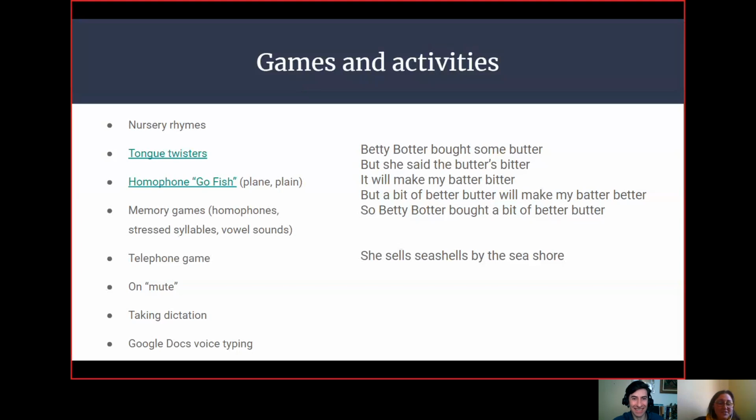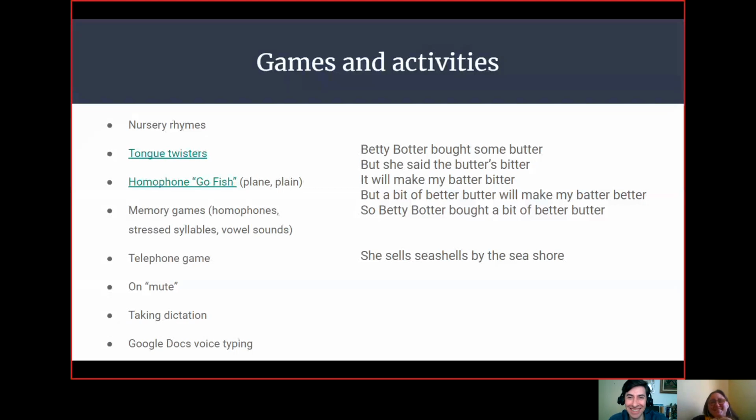So off to the side here, we have just two different tongue twisters. The second one is probably one of the most common tongue twisters in English. She sells seashells by the seashore. And the first one I like because it emphasizes a lot of the different vowel sounds, all with the B and T. Betty bought some butter, but she said the butter's bitter. It will make my batter bitter. But a bit of better butter will make my batter better. So Betty bought a bit of better butter.